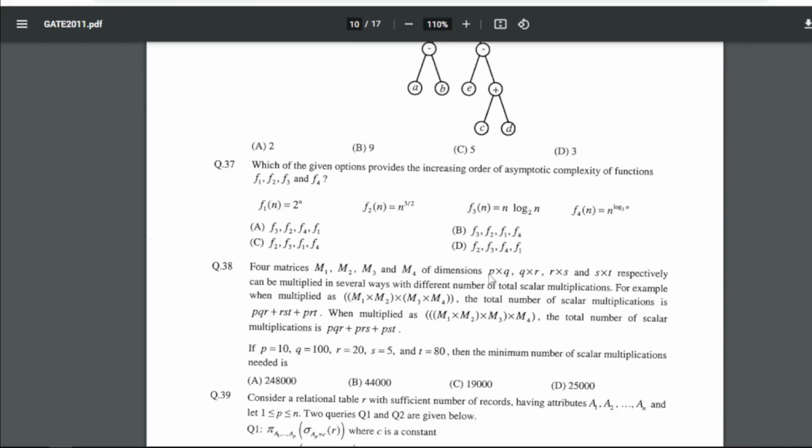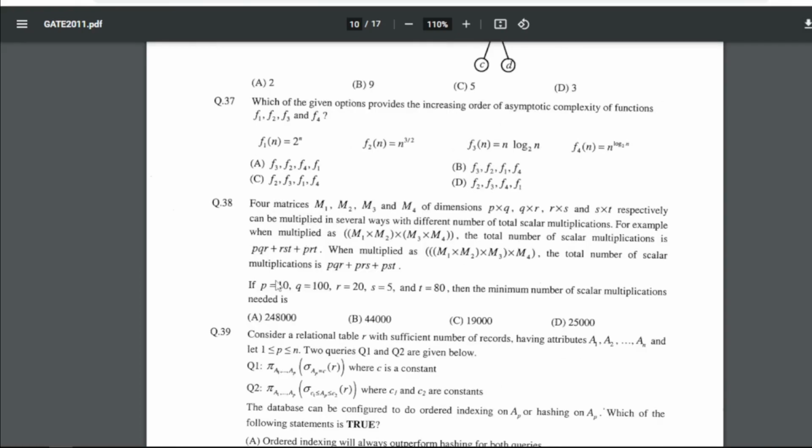Now 37: Which of the given options provides the increasing order of asymptotic complexity of functions f1, f2, f3 and f4? So for 37, our answer will be A, that is f3, f2, f4, f1, right? You can see that f3 is n log n, f2 is n to the power 3 by 2, f4 is n to the power log n, and f1 equals 2 to the power n.